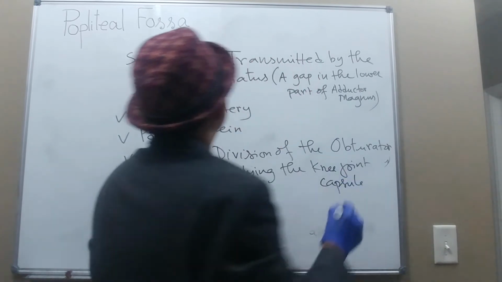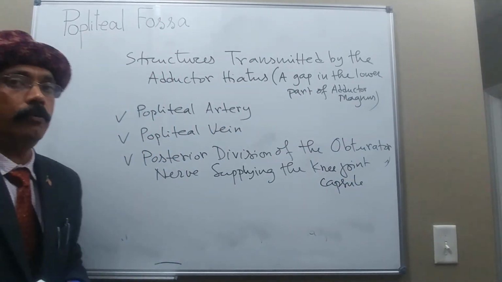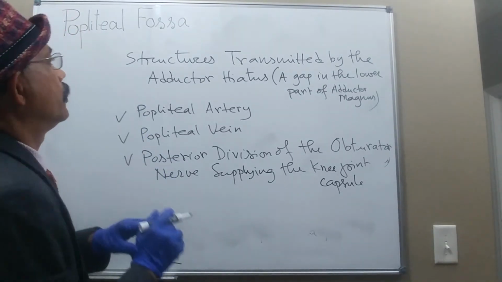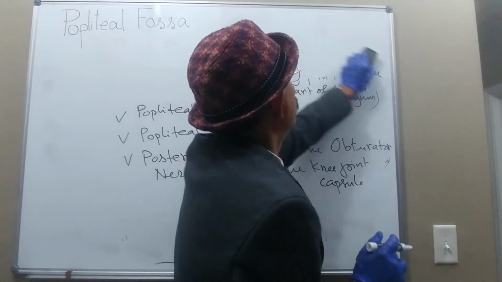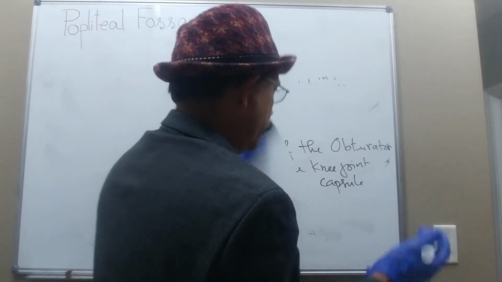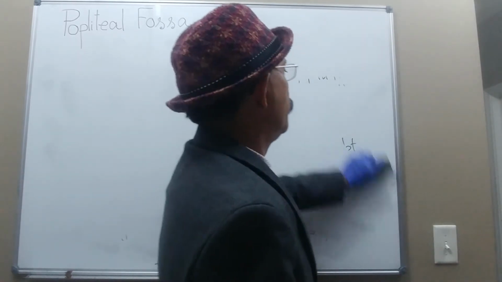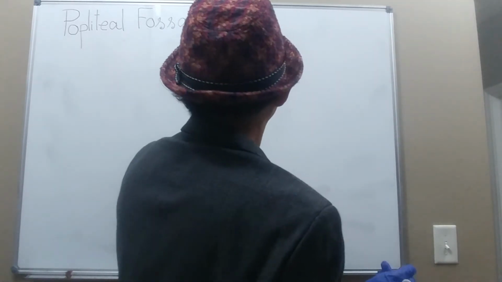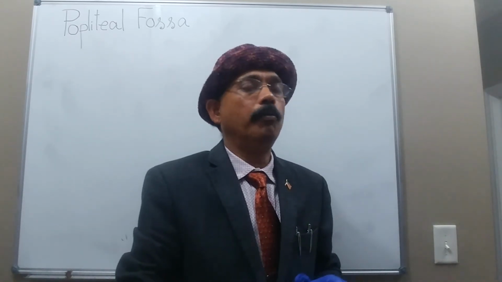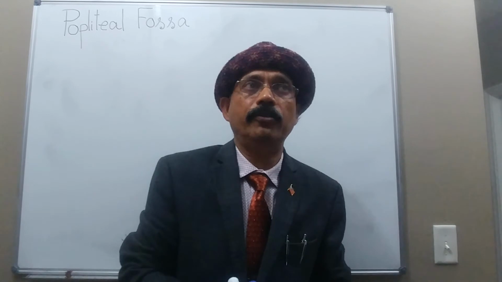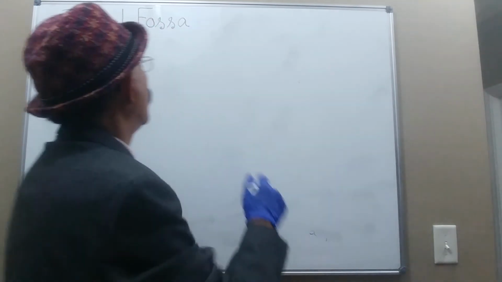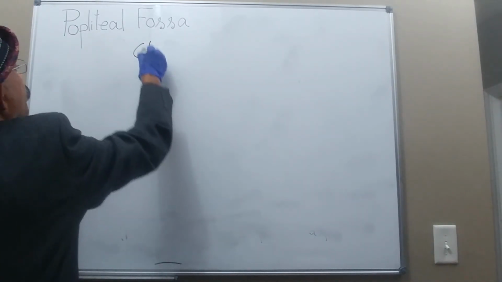Okay, we got the contents of the adductor hiatus because these are related to the popliteal vein and popliteal artery. We should add the posterior division of the obturator nerve as a content of the popliteal fossa. So we now learn some clinical anatomy.